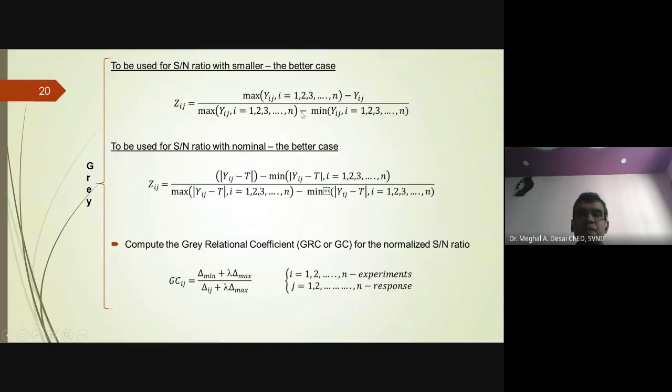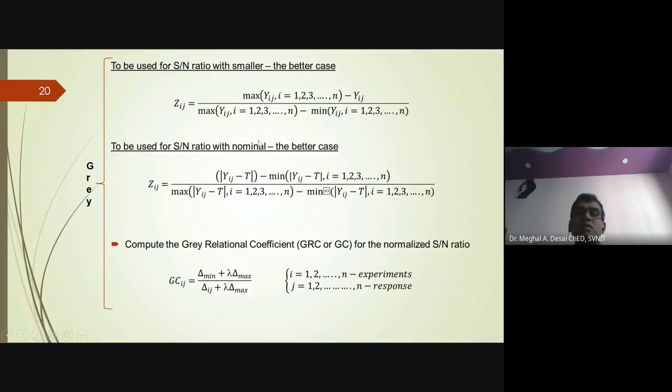Smaller the better, as I told you, denominator will remain the same. In numerator case, now it is maximum signal to noise ratio minus current value. This is what the signal to noise ratio, sorry, normalized value equation is.